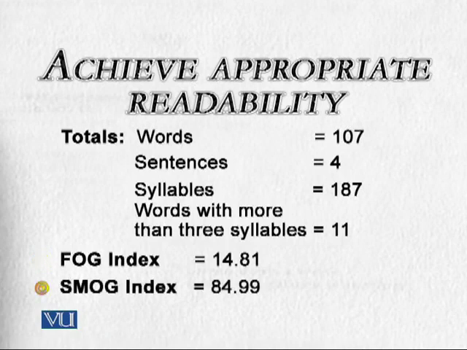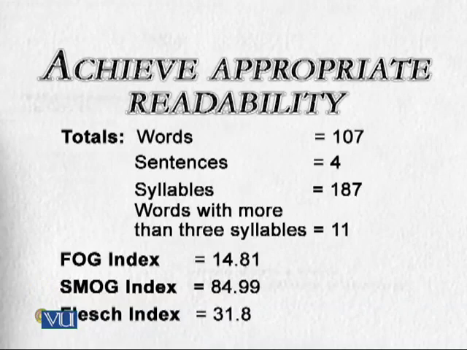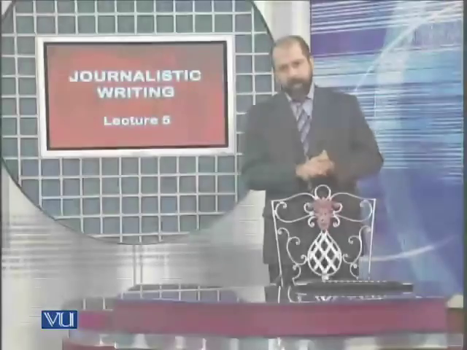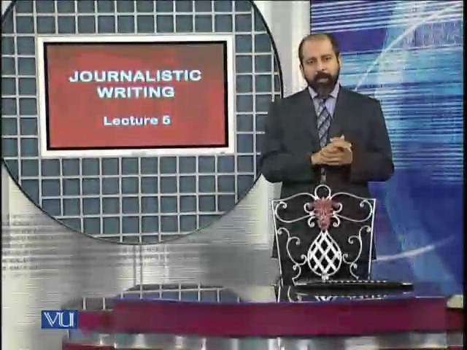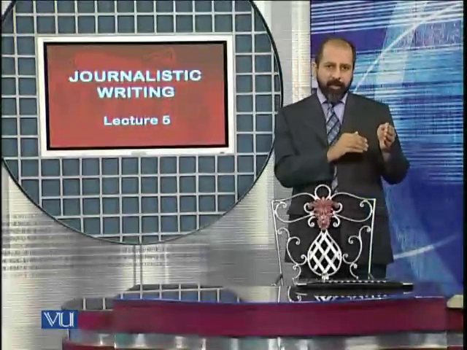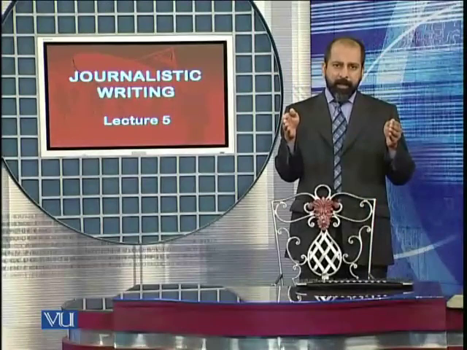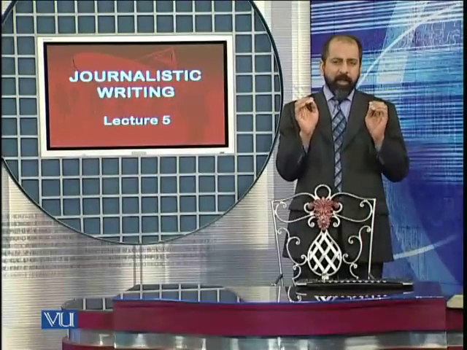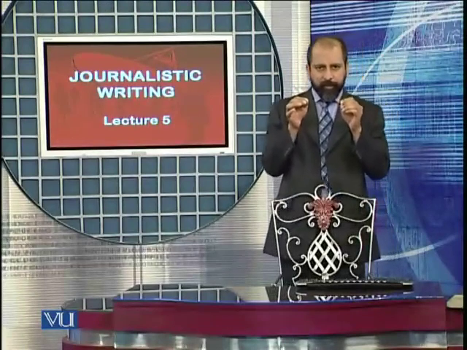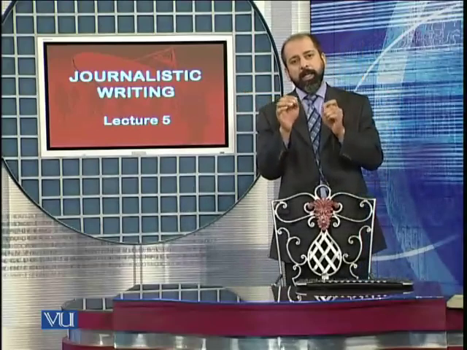The Smog Index, if you apply the formula, you will get 84.99. And Flesch Index, 31.8. Dear students, I told you in the last lecture that for Fog Index guide, the scale is from 6 to 16. Okay? And ideal readability is between 8 and 12. Scale is from 6 to 16. Ideal is between 8 and 12.